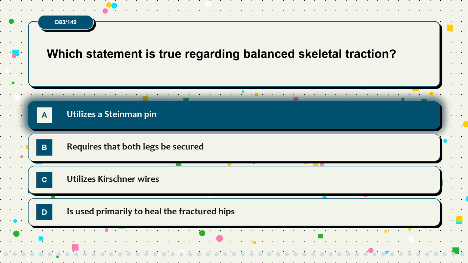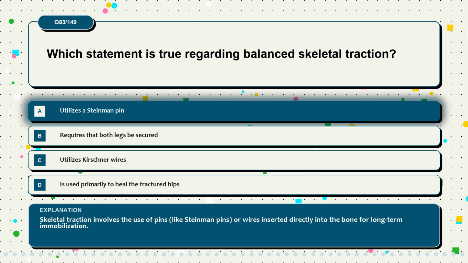The correct answer is option A. Utilizes a Steinmann pin. Skeletal traction involves the use of pins like Steinmann pins or wires inserted directly into the bone for long-term immobilization.